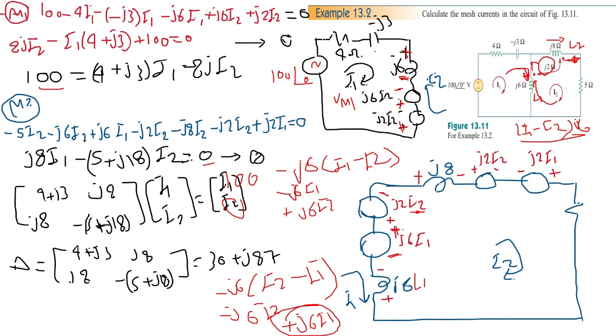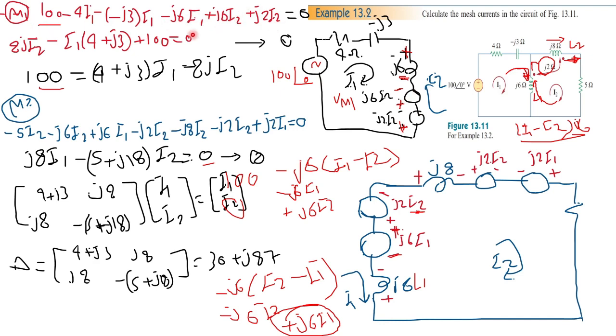If we now apply Kirchhoff's voltage law to the circuit, we will have 100, we ignore the angle zero, 100 minus the drop on the resistance, minus 4 I1, and we have the voltage drop around the capacitor, so it will be minus j3 multiplied by I1. And then we have the voltage drop on L1, which is minus j6 I1. And then we have two voltage rises, j6 I2 and j2 I2.